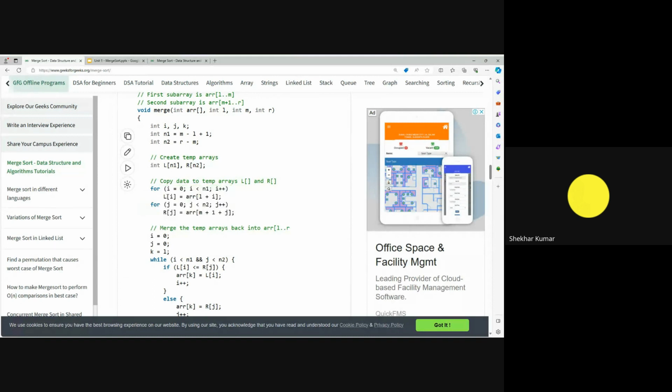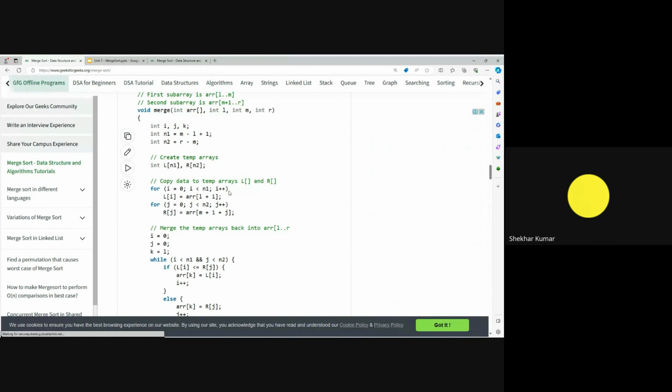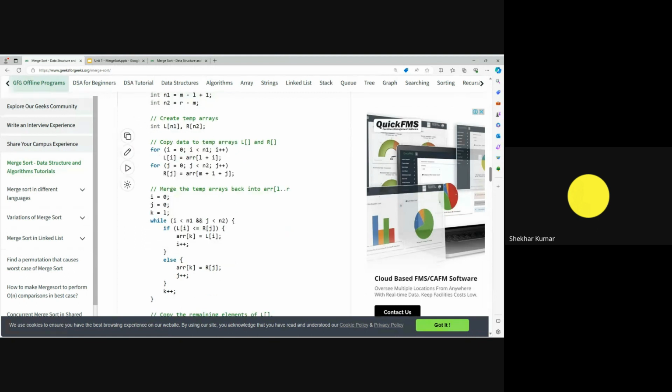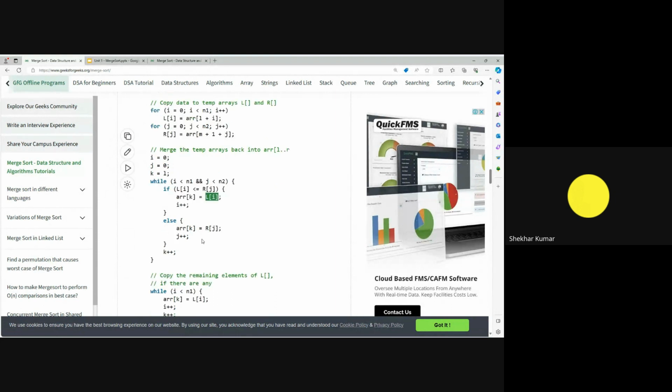Here, for i equal to 0, i less than n, i plus plus, I am comparing the elements and copying the data in the array. Now I am comparing one element to the other. If the first array element is less than the second array element, then I am putting that value in the array. Otherwise, I put the second half value in the array.